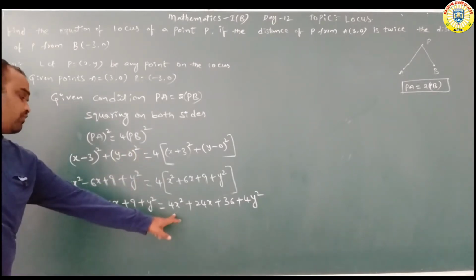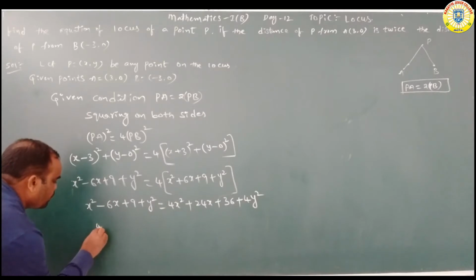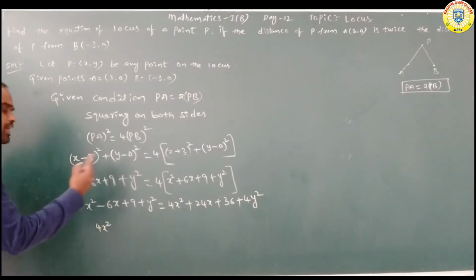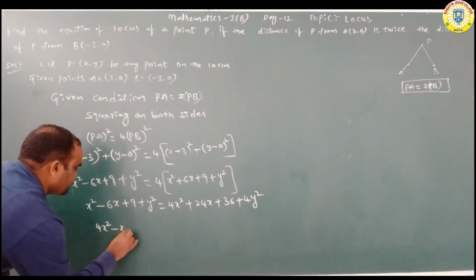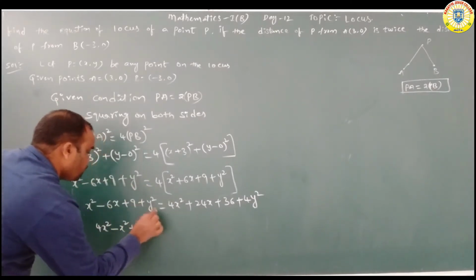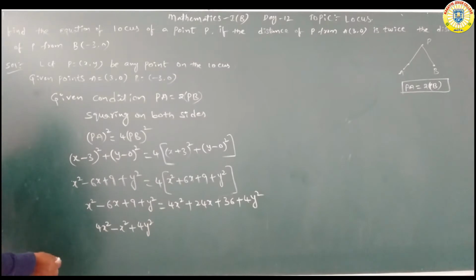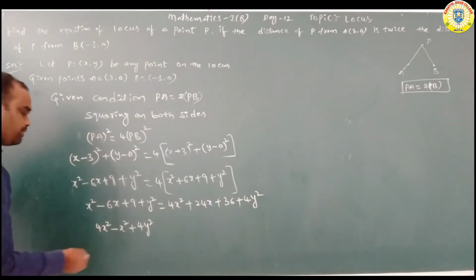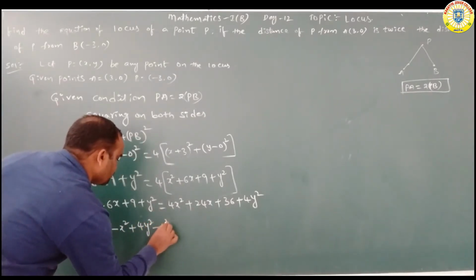Okay, now here already 4x square is there. There is plus x square; we are taking it to the right side, so minus x square. Next, there is already 4y square. This y square we are taking to the right side. What is the value? Minus y square.